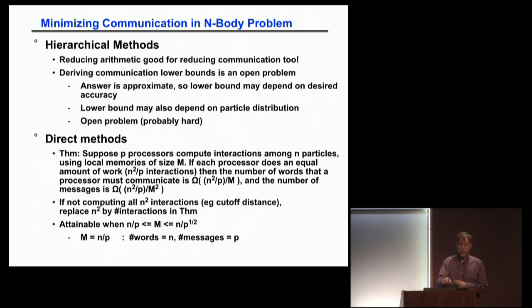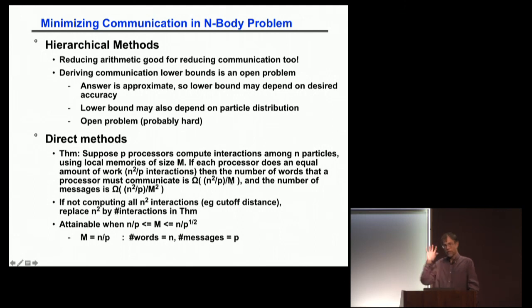And this is still interesting because remember, we're running this algorithm at the leaves of the hierarchical tree. So suppose I have P processors, and I'm doing all n squared interactions, and each processor has a memory of size capital M. What's a lower bound on how much data I can move? It turns out that each processor must communicate at least, so it's lower bounded by, the number of flops that it's assigned divided by M.